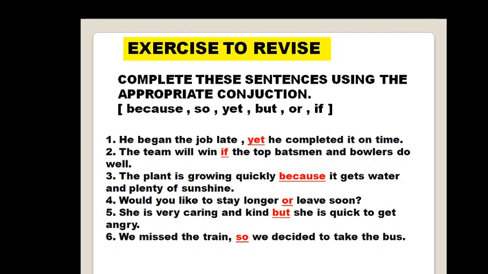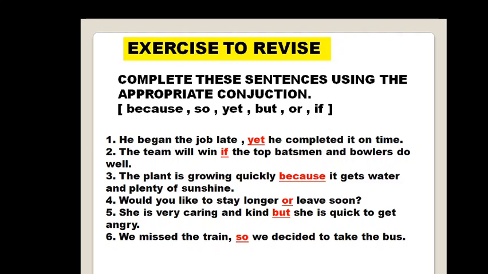The fourth sentence. Would you like to stay longer, dash, leave soon? Stay longer, leave soon. Here there are two things and here it is showing a choice. To show a choice, what is the conjunction? It is or. So the answer is or. Stay longer or leave soon.